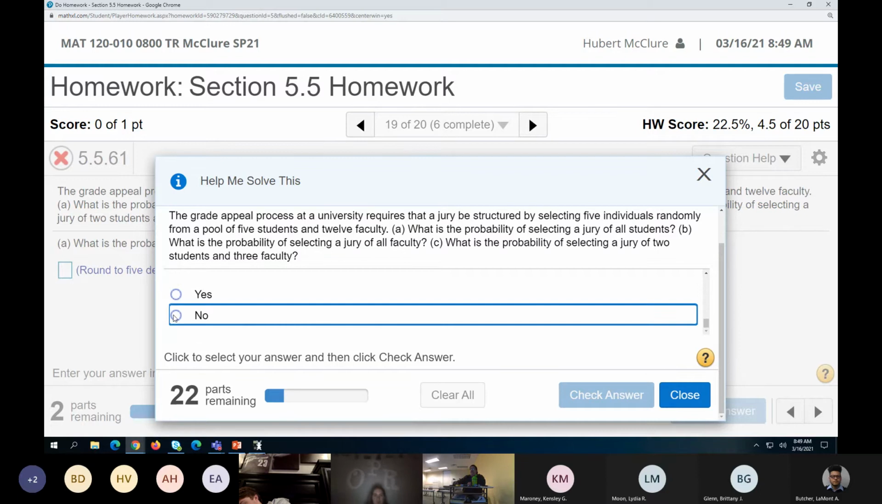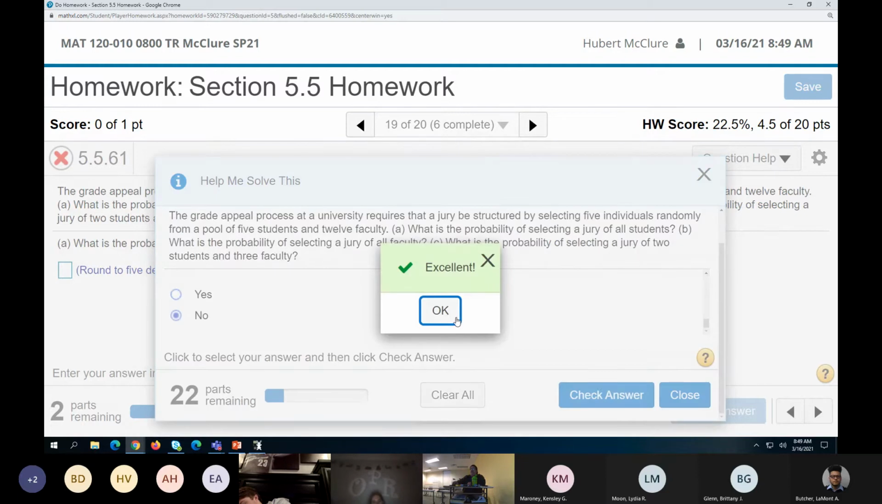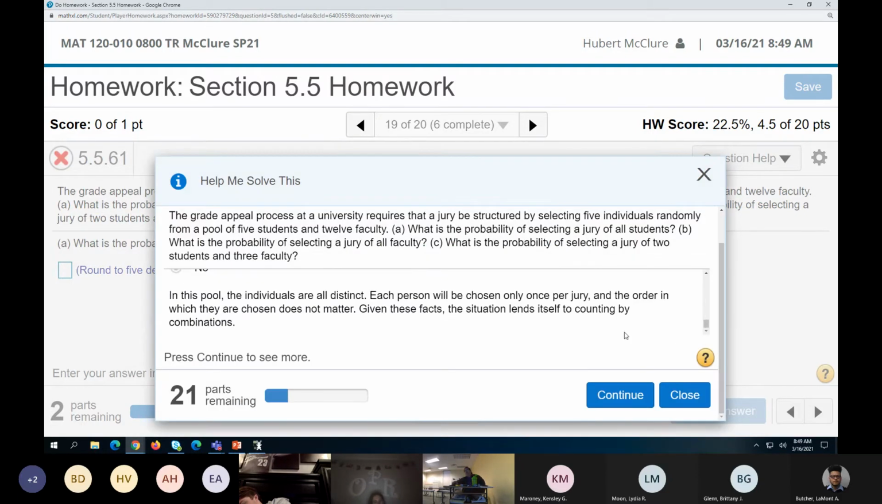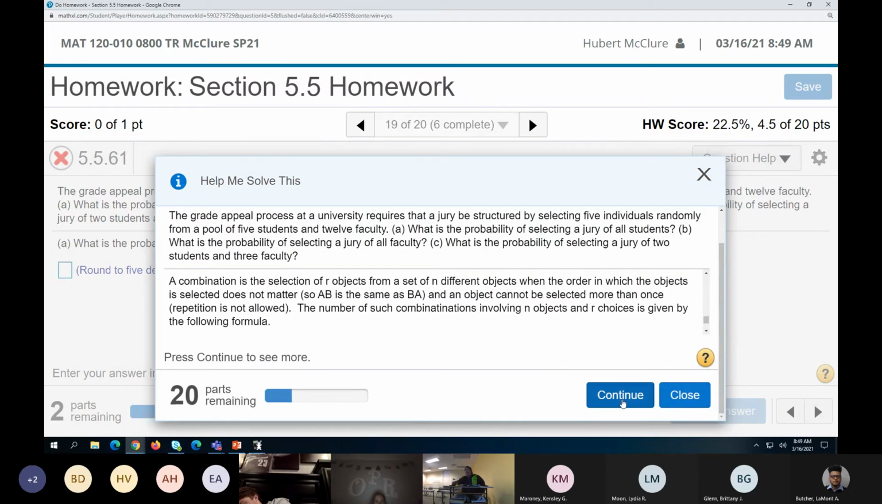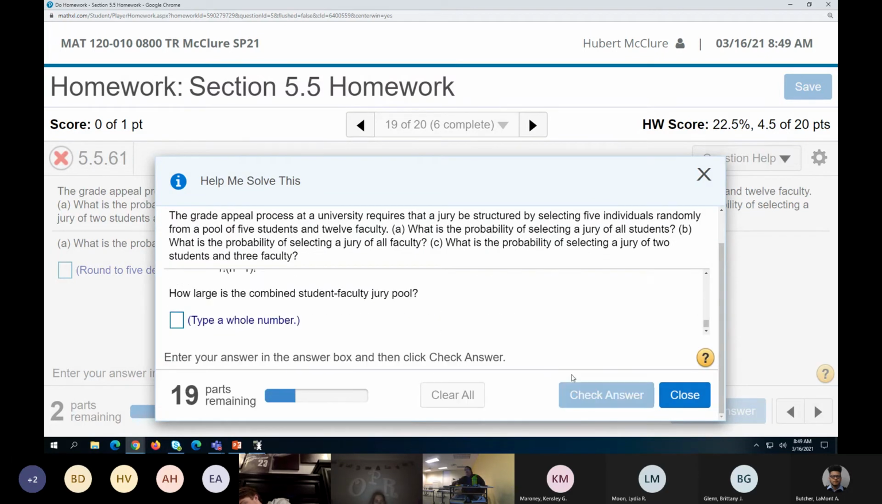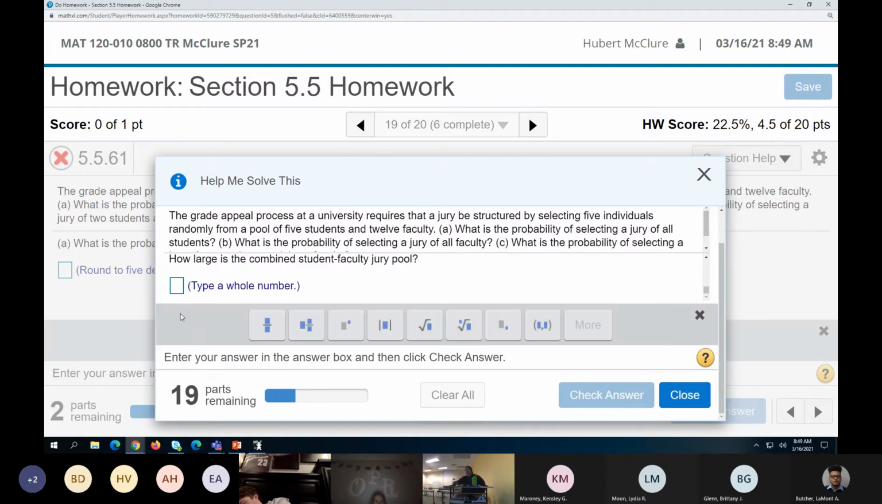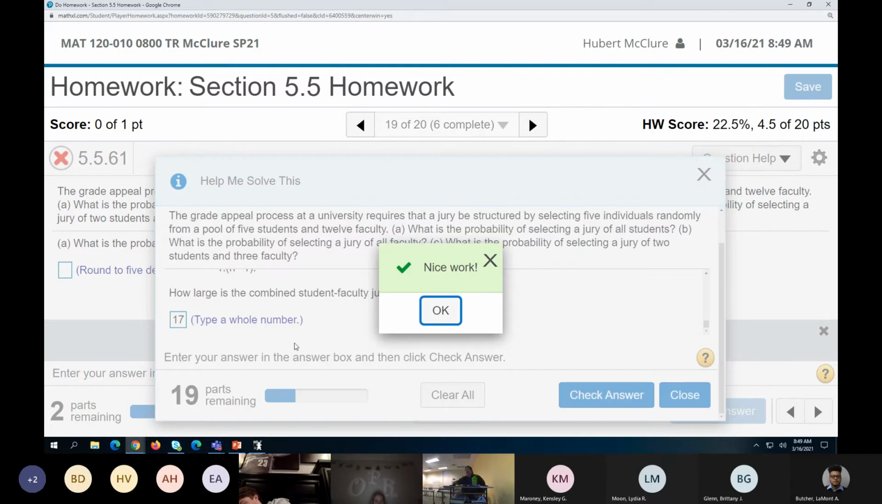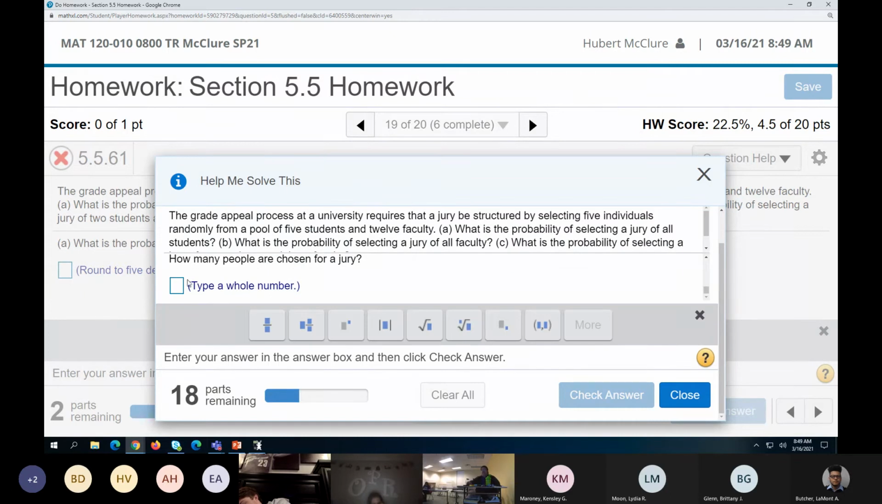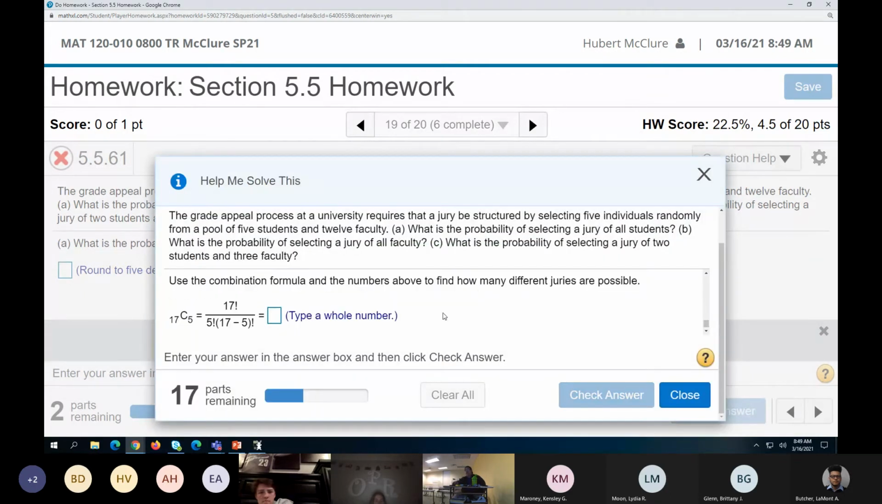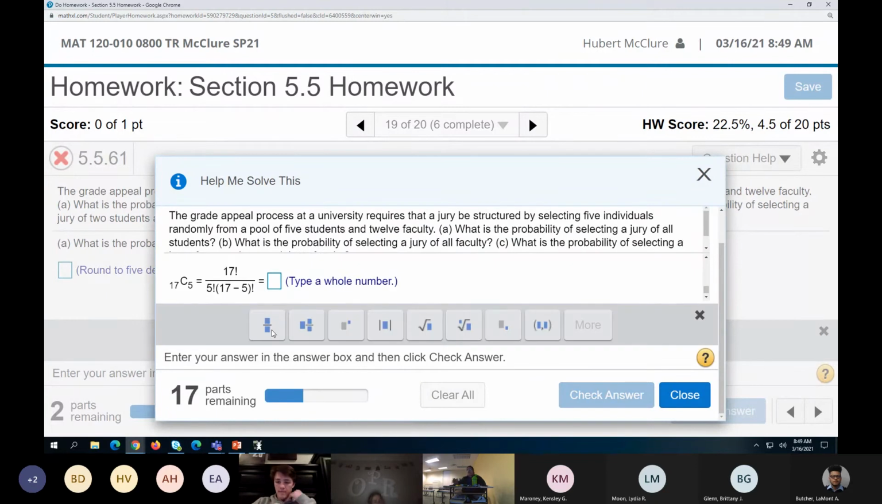Is the order? No, it doesn't matter. It's a combination. How large is the combined 17? Can I type, please? And combination of 5. What they're doing is they're telling you to set up the denominator. And 17 combination of 5.